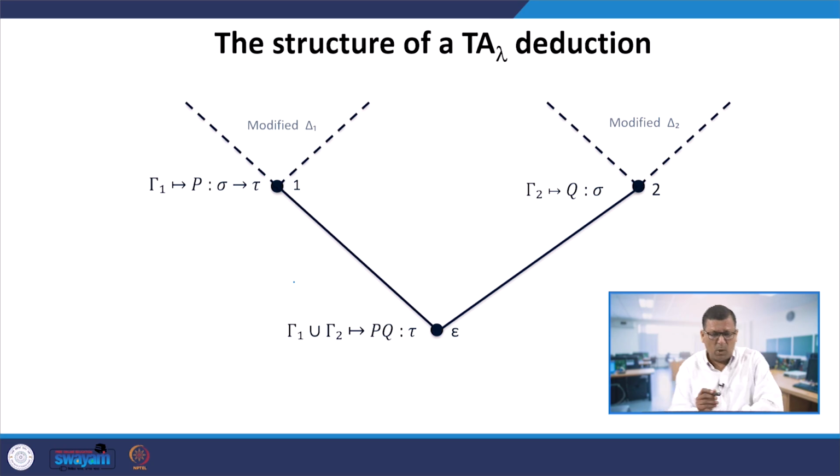Thus, this is the modified delta 1, modified because of concatenating 1 onto the left end of each position level. So, all the nodes that are there here, all their position labels will be modified. This is our formula here and this is gamma 2, the formula with respect to q. Again q, delta 2, this node in delta 2 will be modified. Then finally, we are going to get this label gamma 1 union gamma 2, pq, tau, and we are going to get the empty position.